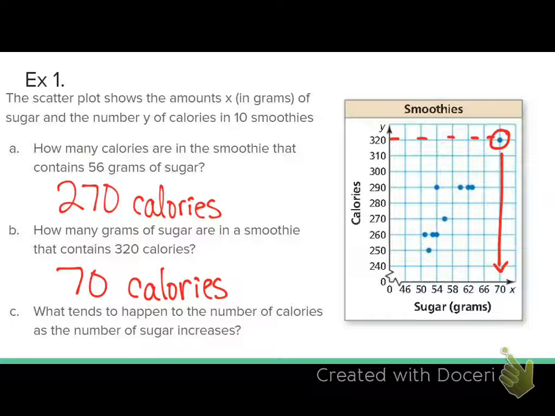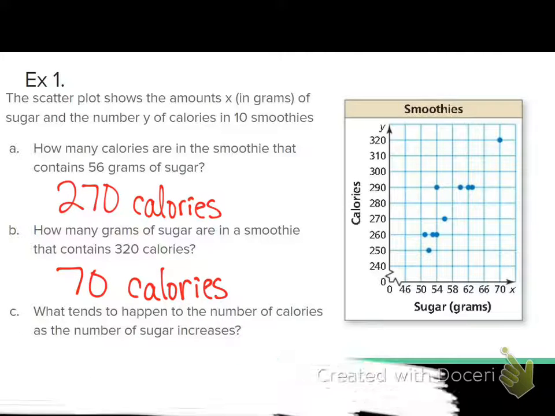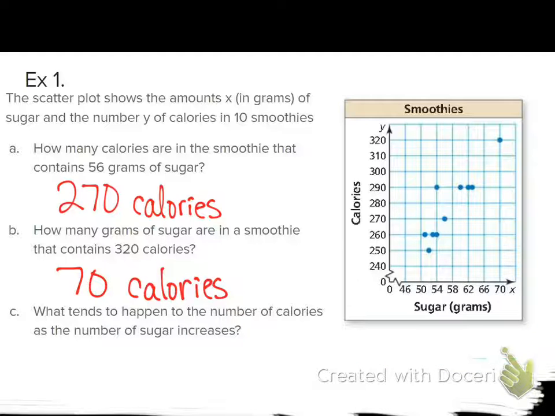All right, letter C is not meant to be challenging, but for some people it seems to be. Letter C wants to know what tends to happen to the number of calories as the number of sugar increases. So in general, what's happening to calories as sugar goes up? It's doing what? Increasing. So as our sugar content keeps going up, in general, our calories keep going up. That might not be the case every single time. Sometimes our sugar is lower, but the calories are higher than some other points. But in general, as sugar increases, calories increase.